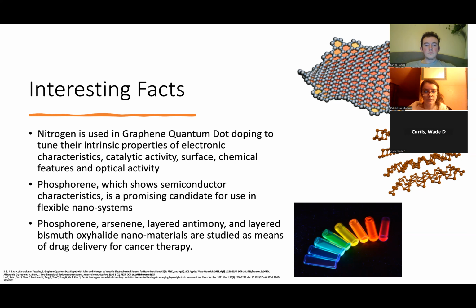is like a sheet of phosphorus, kind of like graphene, shows semiconductor characteristics and is a promising candidate for use in flexible nanosystems, specifically a lot of flexible, really small electronics. And then phosphorene, arsenene, layered antimony, and layered bismuth oxyhalide nanomaterials are studied in the realm of drug delivery for cancer therapy because they break down pretty easily and they're fairly non-toxic, especially phosphorene. That's it.